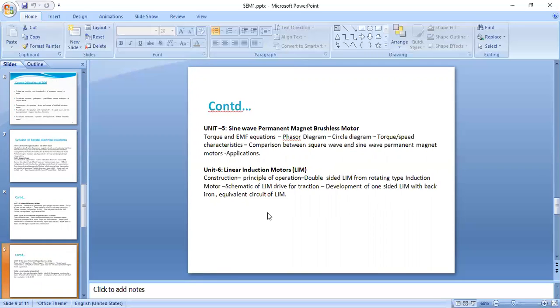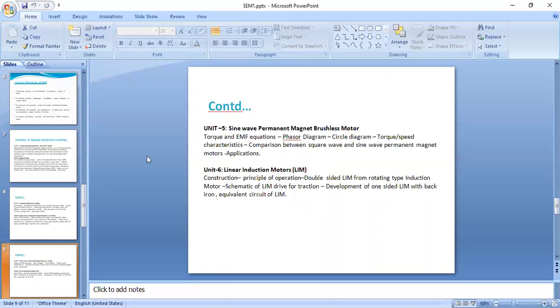That is the one-sided linear induction motor and two-sided linear induction motor. And also we are studying the schematics of the linear induction motor drive for traction, how we are utilizing each linear induction motor in the traction systems. That is what we are going to study, and also the equivalent circuit of the linear induction motor.